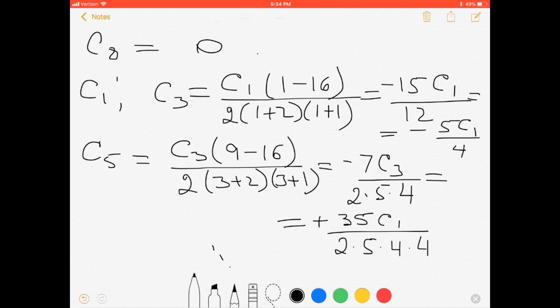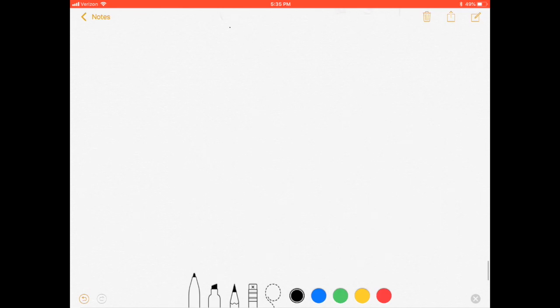Okay, and remember, after C6, for even indices, all of them will be equal to 0. And C10 is equal to 0 and all even ones after that. This means for even terms you have only a few, and for odd terms you have infinitely many. Okay, good. We're done for this section.